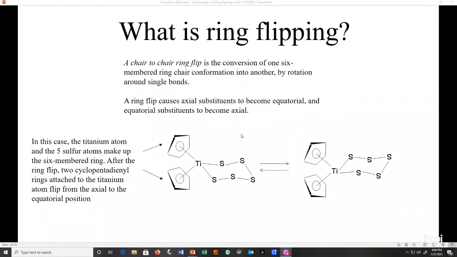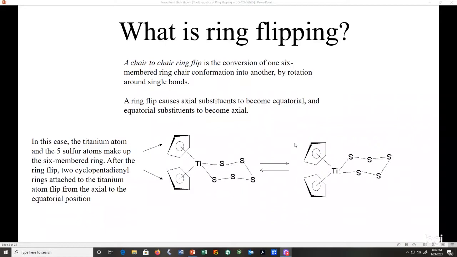What is ring flipping? A chair-to-chair ring flip is the conversion of one six-membered ring chair conformation into another by rotation around single bonds. If we look at our ring system here, we can see that this part of the ring is facing up a little bit and this side of the ring is facing down. So you can imagine sitting right here with your back resting here and your legs coming down here. After the ring flip, you can see that this sulfur is pointing up now and the titanium atom is pointing down, and your back would be resting here and your legs would be down here.